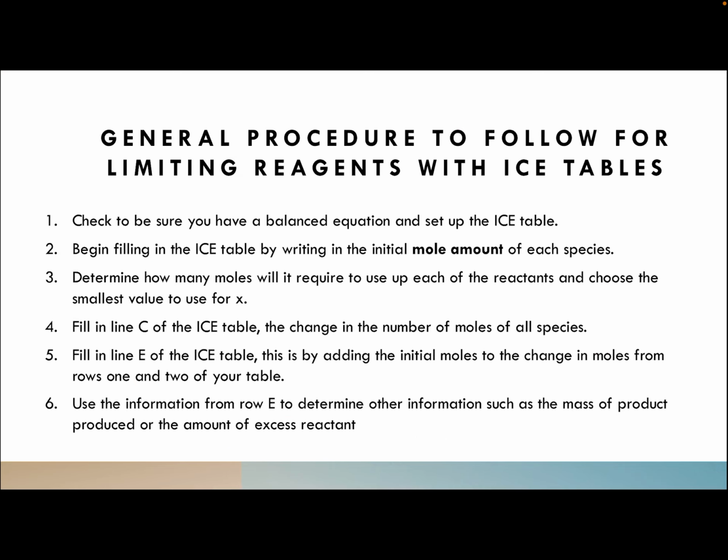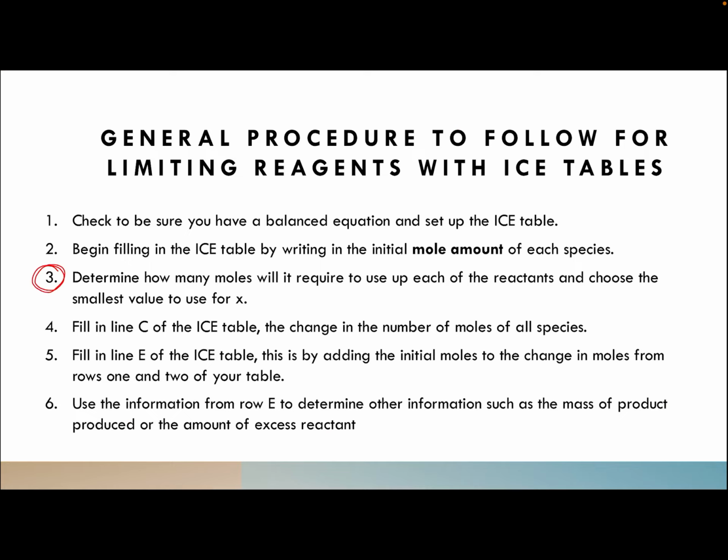Here's our procedure. So if you want, you can print out this slide. This is going to tell you how to do it. I'm going to walk through this whole thing twice to show you how to do these types of problems, okay? The first thing you'll do, make sure you have a balanced equation, set up your ice table. And then you're going to fill in your ice table with the initial mole amounts of everything. And then you're going to figure out how many moles it requires to use up each one of the reactants, and you're going to figure out the smallest value for X.